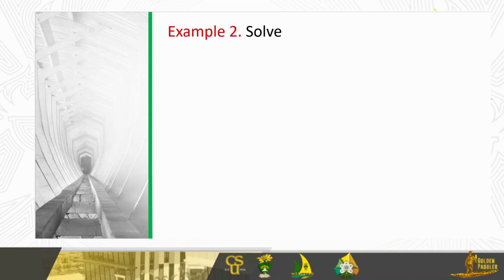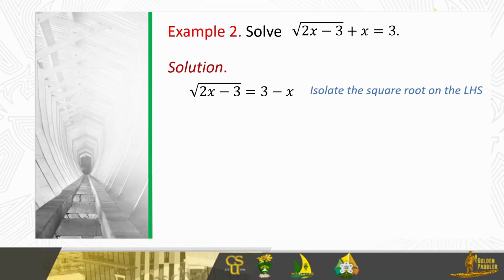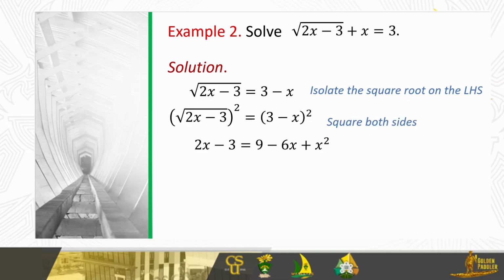Example 2. Solve the given radical equation. So again, we isolate the square root on the left-hand side, giving us this equation. So that means positive x is transposed to the right-hand side, and the sign becomes negative x. The left-hand side becomes 2x minus 3, and the right-hand side becomes 9 minus 6x plus x squared.